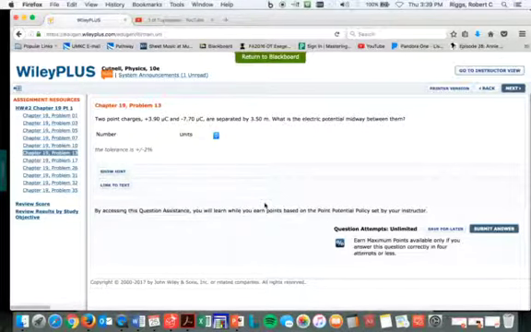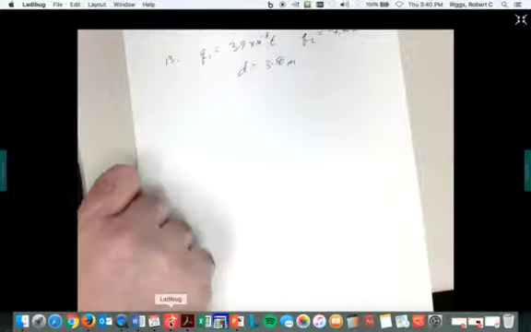Now, what if they were both the same charge? What if this one was negative 3.9 microcoulombs? What would it be halfway between them? That'd be 0. Got that right. But let's take a look at what we got here.